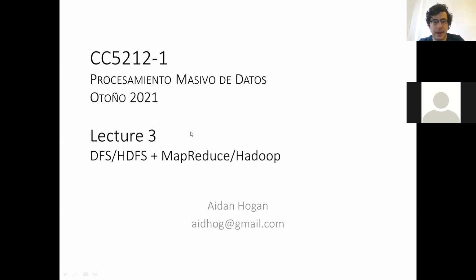So the class today is on distributed file systems and MapReduce. We could say that this is the first class of the core of the course, where we're looking at modern frameworks for processing and managing lots of data.